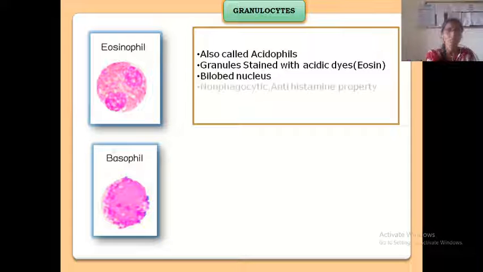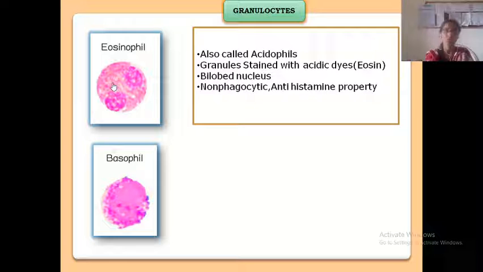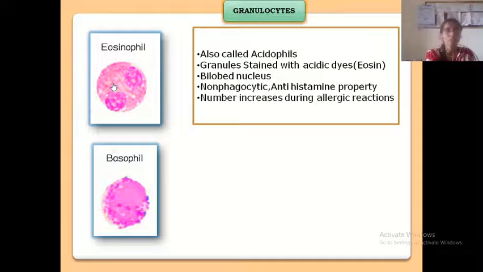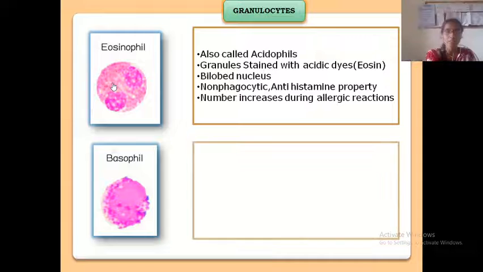It consists of a bilobed nucleus. These are non-phagocytic in nature and have antihistamine property. Their number increases during allergic reactions. Whenever an allergic reaction is created in the body, at that location their count increases. Then the second type of granulocyte is the basophil.